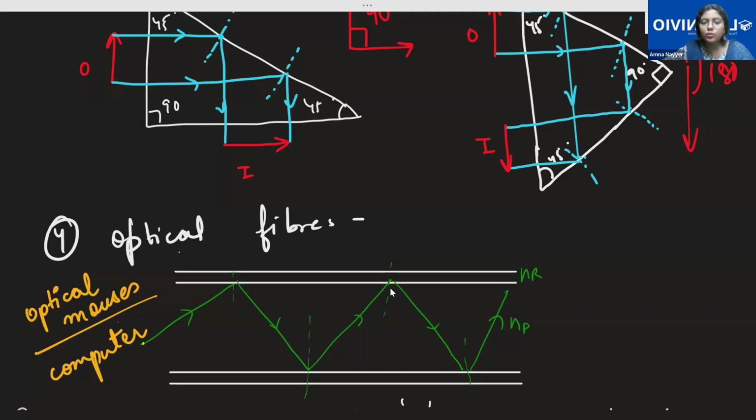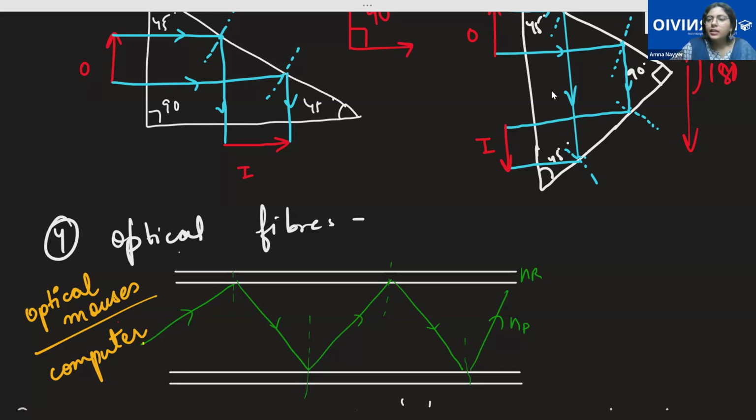Optical fibers possess the ability to have TIR. Image formation is not occurring. The light ray will keep on moving. This is just a small segment of the wire. Complete the wire and it will be done. Okay, yes, ma'am, done.